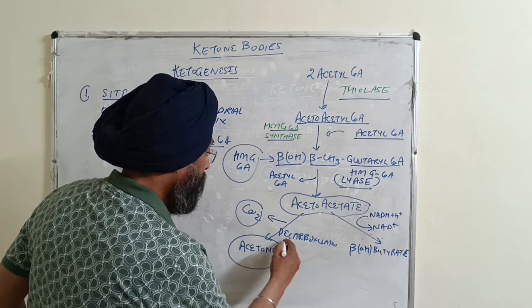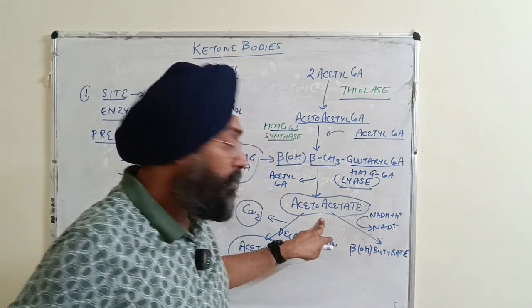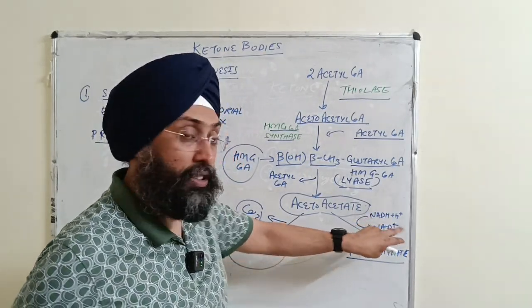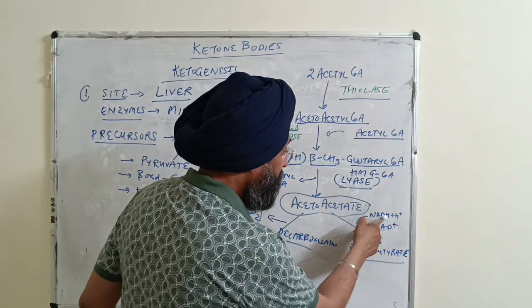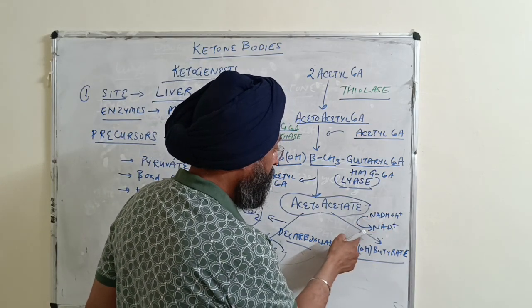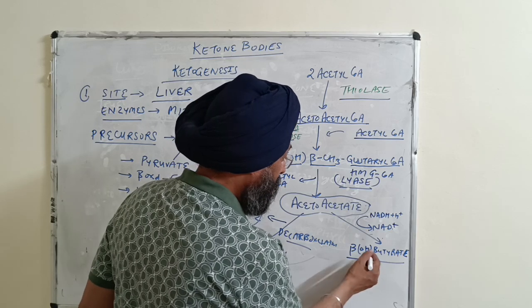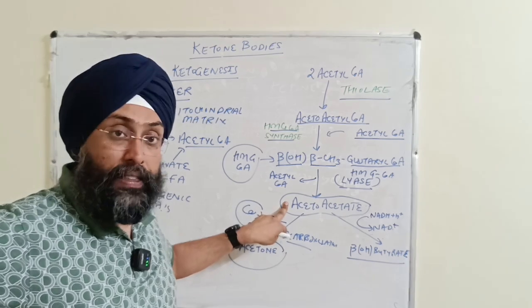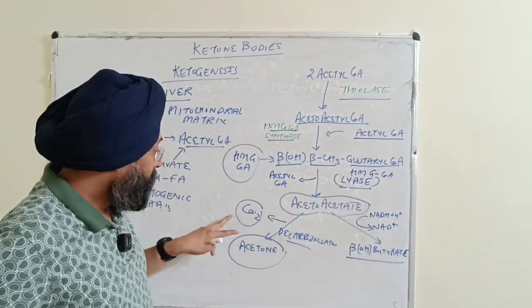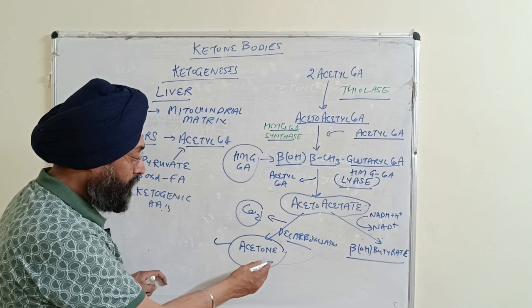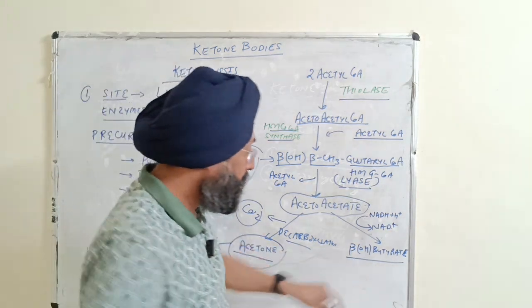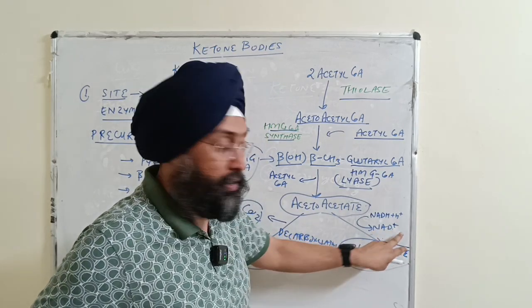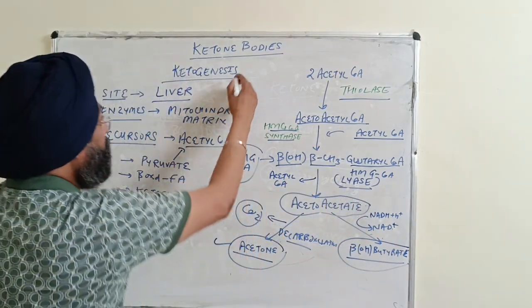In another reaction, acetoacetate can be converted to the third ketone body, beta hydroxybutyrate, by a dehydrogenation reaction, where NADH is converted to NAD positive, and this requires the enzyme beta hydroxybutyrate dehydrogenase. So we synthesize all three ketone bodies. First we synthesize acetoacetate. From acetoacetate by spontaneous decarboxylation we synthesize acetone, that is exhaled through the lungs, and the third, beta hydroxybutyrate, that is not a true ketone body, by dehydrogenation reaction. So that finishes our ketogenesis.